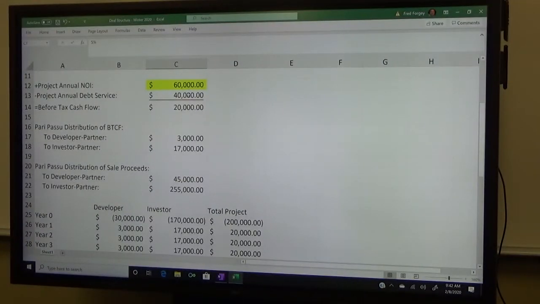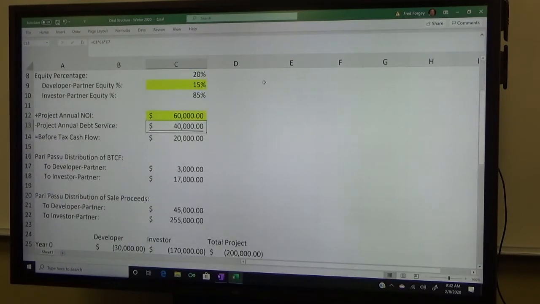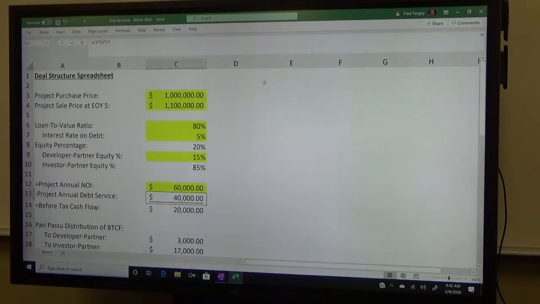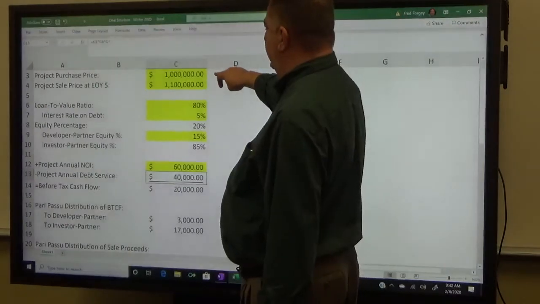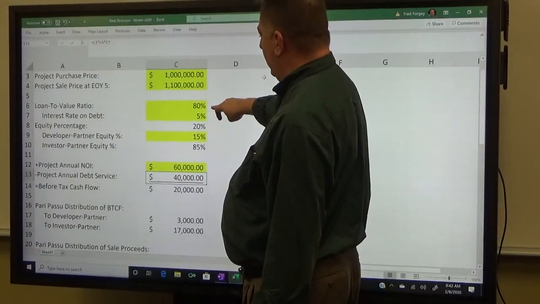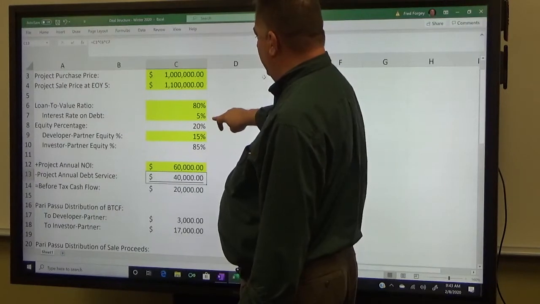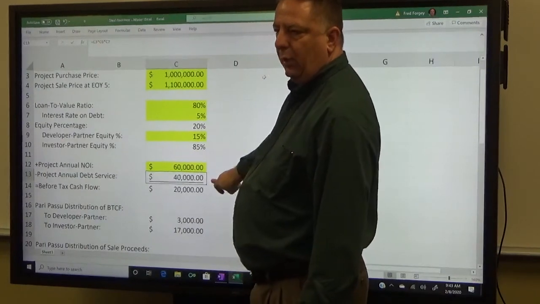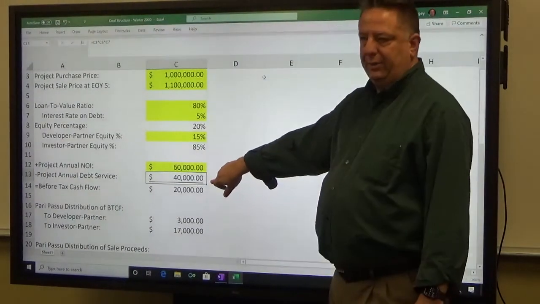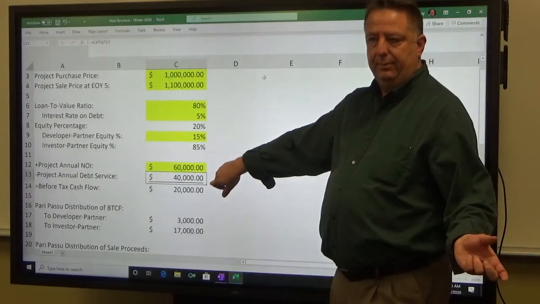In this case, C6 is loan to value, and C7 is interest rate. The debt service is simply going to be your purchase price times the 80%, which would be 800,000, times the interest rate on the debt of 5%. That's going to give you 40,000 here for the projected annual debt service. Interest only. Make sense?